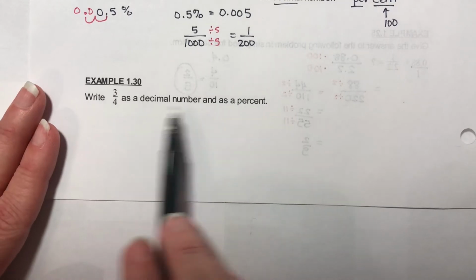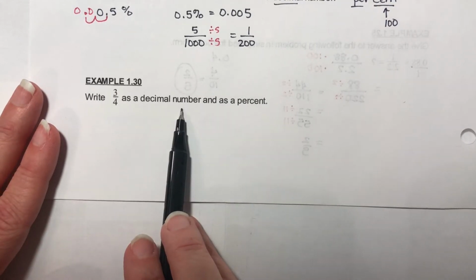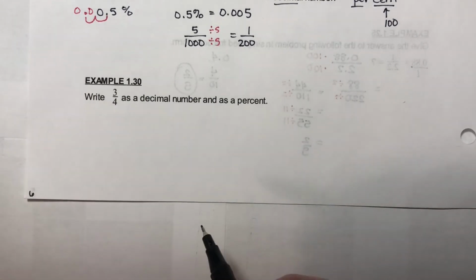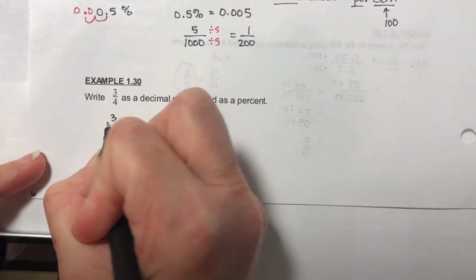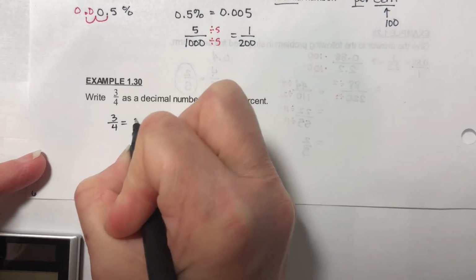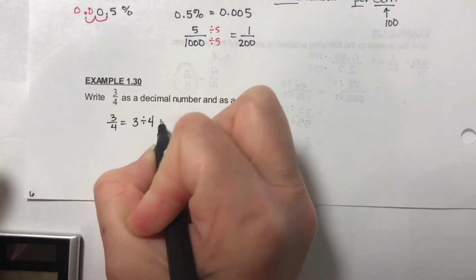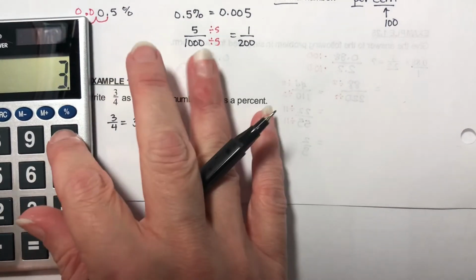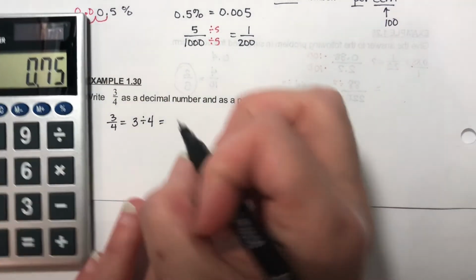So what I'm going to do is take this and convert it to a decimal, and then take that decimal and convert it to a percent. Remember, a fraction is a division. 3/4 is the same thing as 3 divided by 4. And you can use your calculator for that if you don't know this. 3 divided by 4 is 0.75.